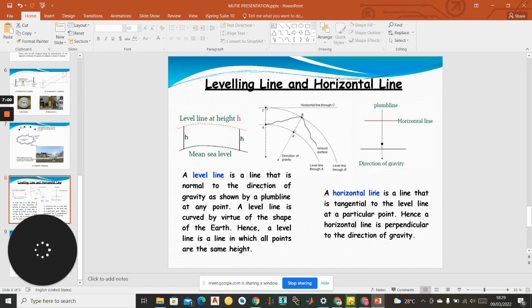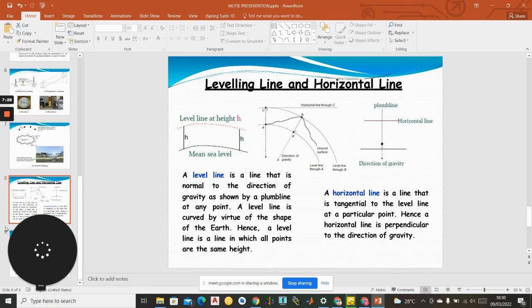Then we have horizontal line. Horizontal line is that line that is tangential to the level line at a particular point. So you can see at the plumb line, we have direction of gravity, then you have horizontal line. So hence our horizontal line is perpendicular to direction of gravity. So as you can see, the horizontal line is perpendicular to the direction of gravity.